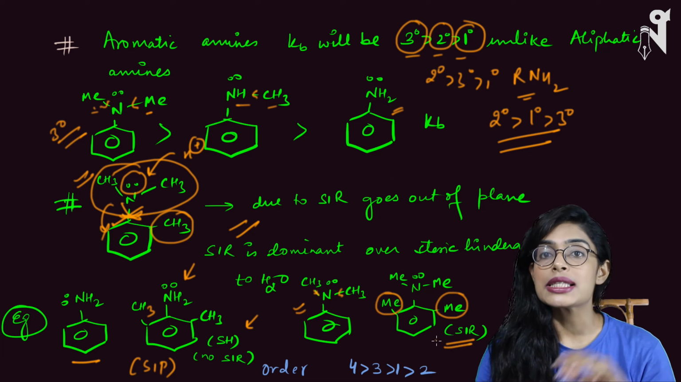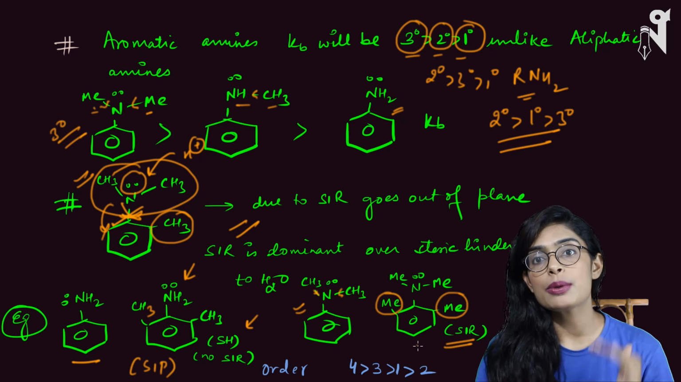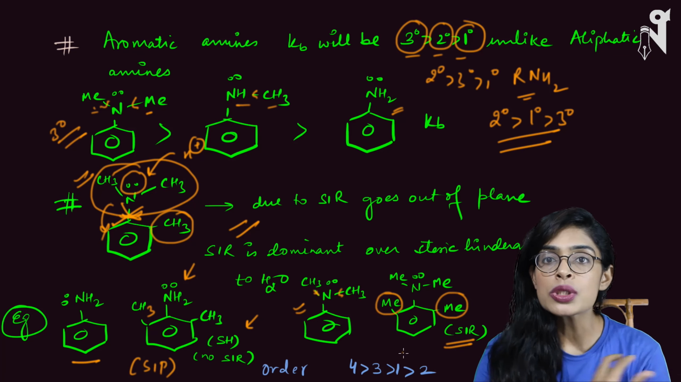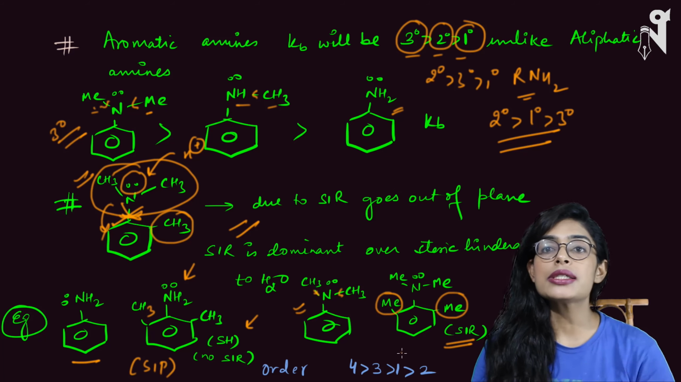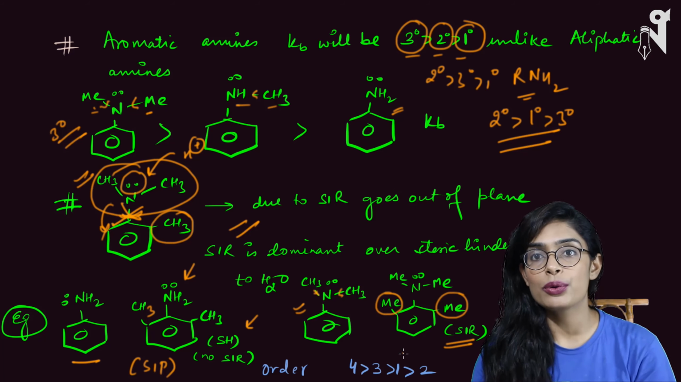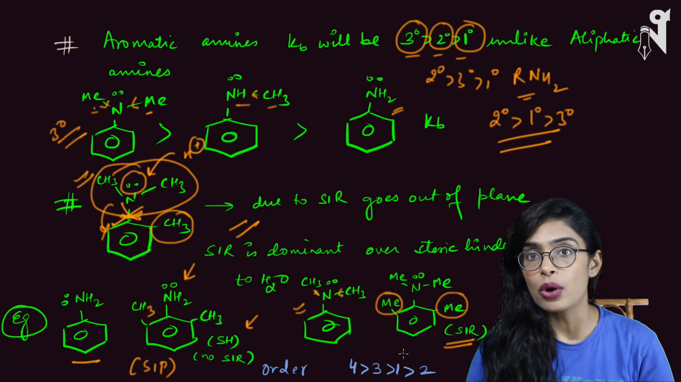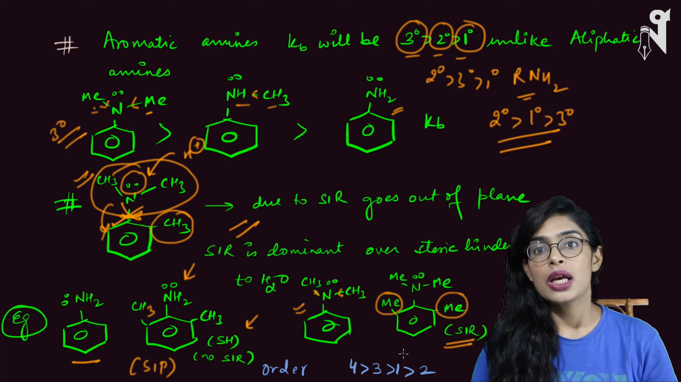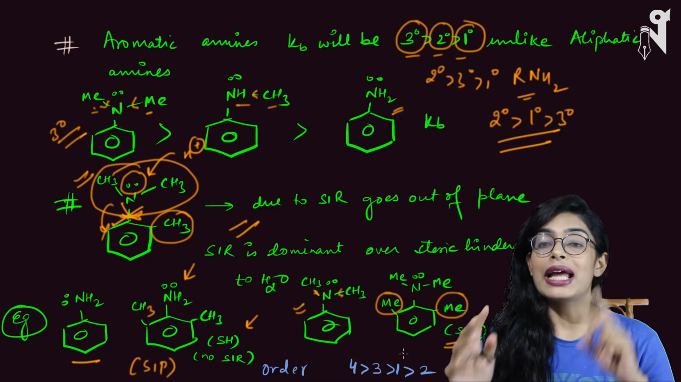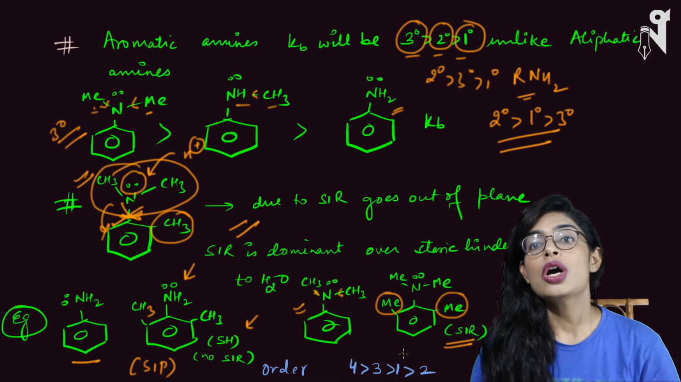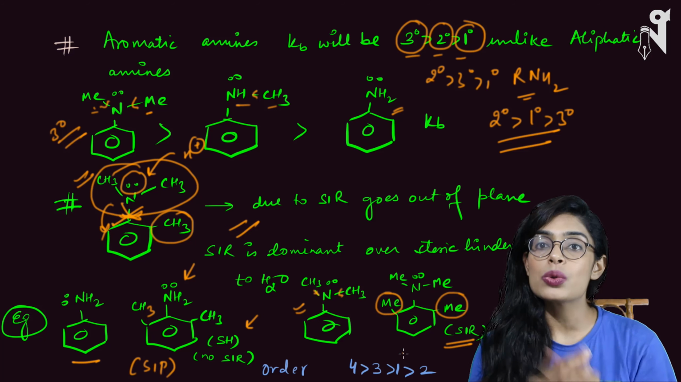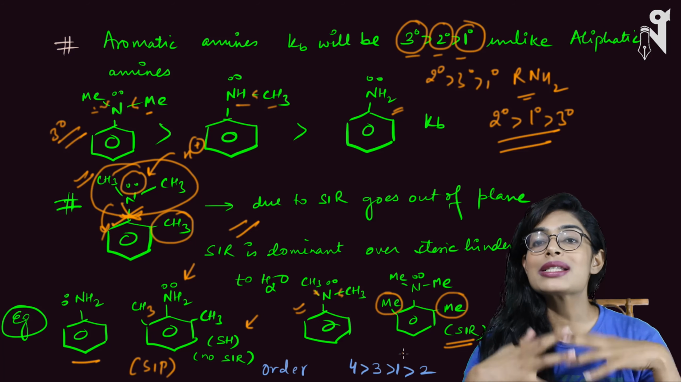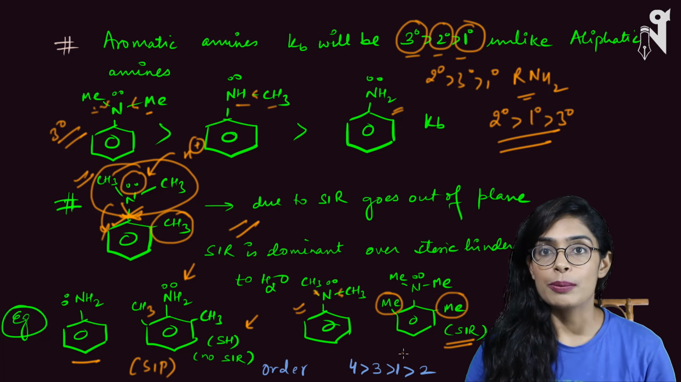These are exhibiting SIR. We will not talk about steric inhibition of protonation here because that is almost neglected, because SIR is taking precedence over steric inhibition of protonation. So now we have to arrange them in the basic strength order. First of all, the more electron dense your nitrogen is, the more basic it will be. And second, the closer the electron pair is to the nitrogen, the more available it is on nitrogen, and the more basic your molecule will be.